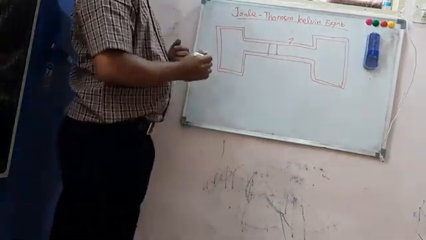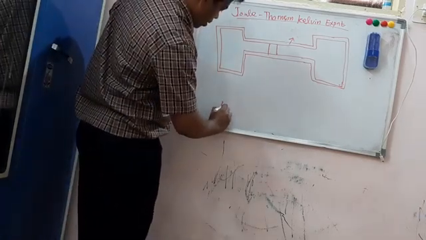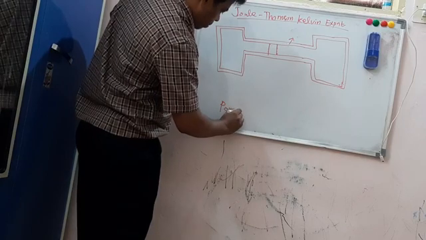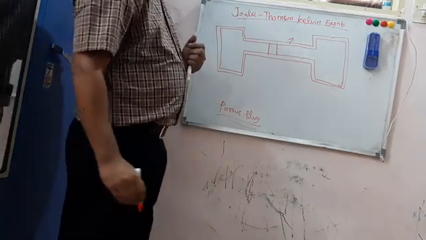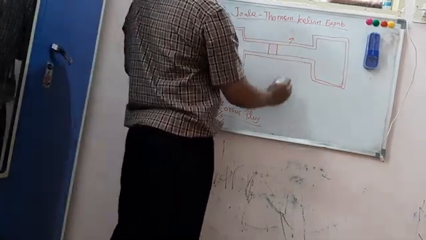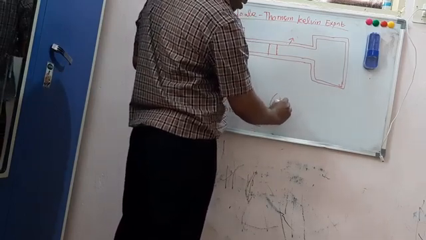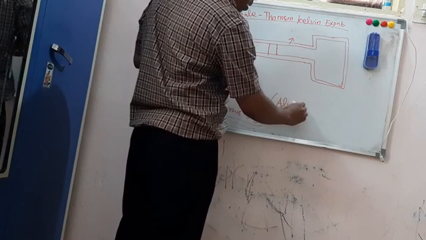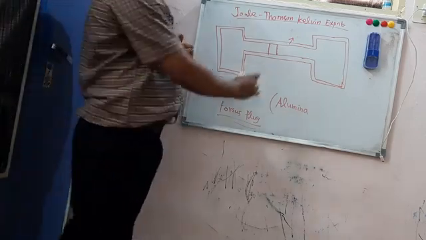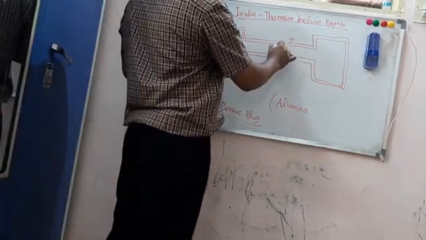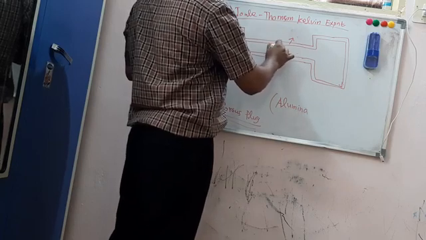This is the Joule-Thomson porous plug experiment. Here, porous plug means there is a material based on alumina. Porous alumina ceramic is used in between the two reservoirs.